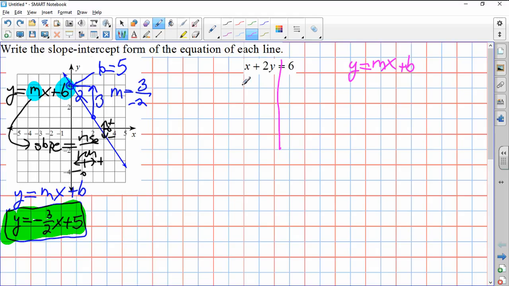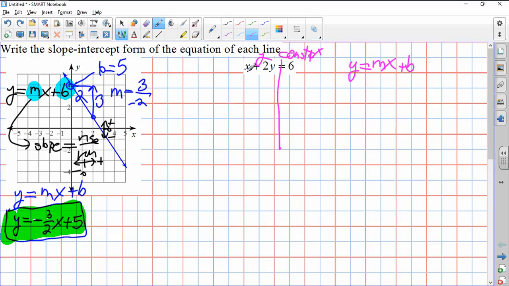Number three, separate y's and everything else. So the y is right here. So on this side, I'm looking for y's, and on this side, I'm looking for constants. Remember, constants means numbers only. So I need constants and x's over here. So on this side, I only want y, and on this side, I want constants and x's.